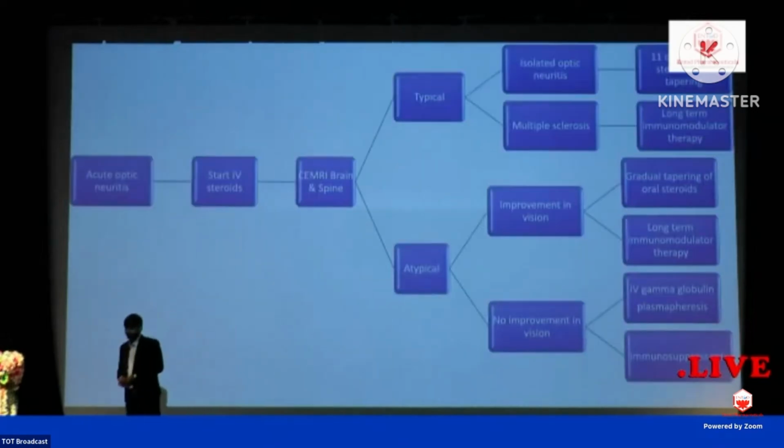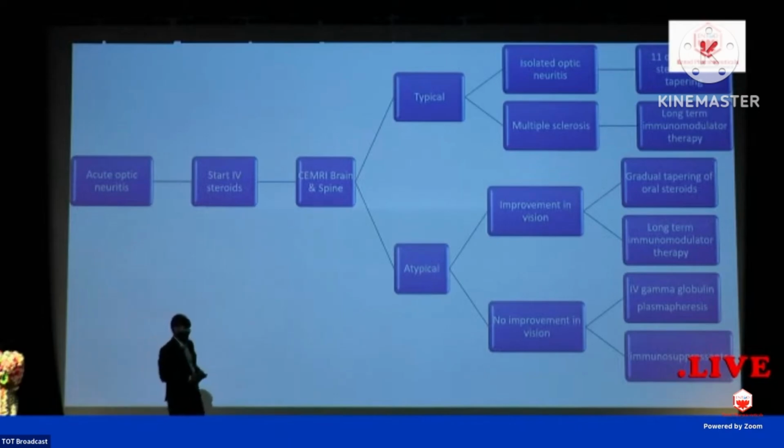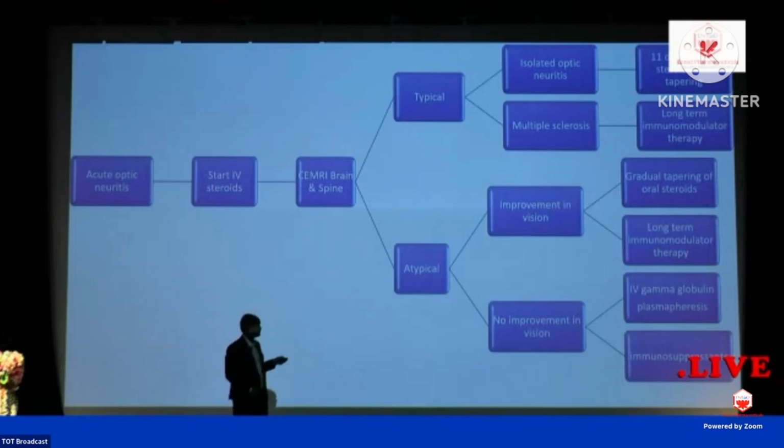Whenever an acute optic neuritis patient presents, we will start IV steroids. Later, a contrast-enhanced MRI brain will be taken. If the patient has typical findings, in isolated optic neuritis we will give 11 days of oral steroids. In case of multiple sclerosis, we will give long-term steroid therapy.